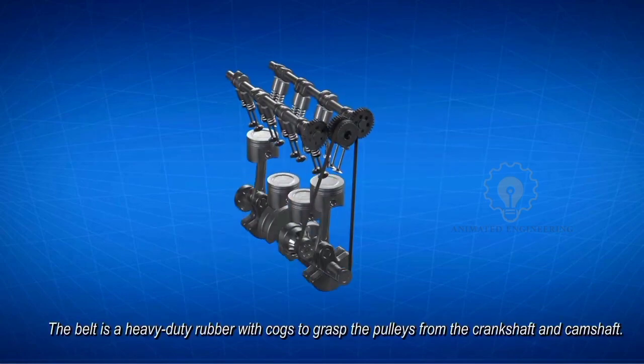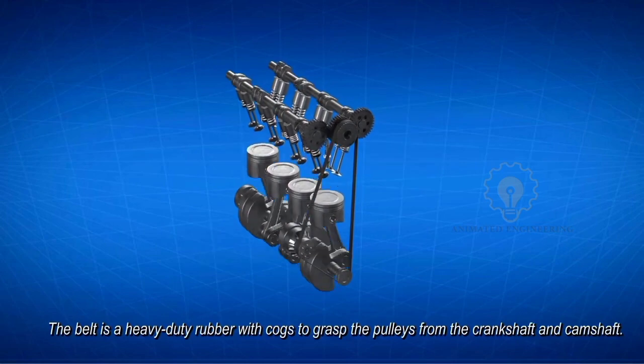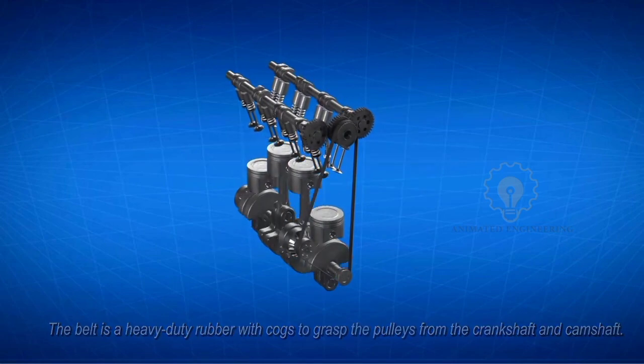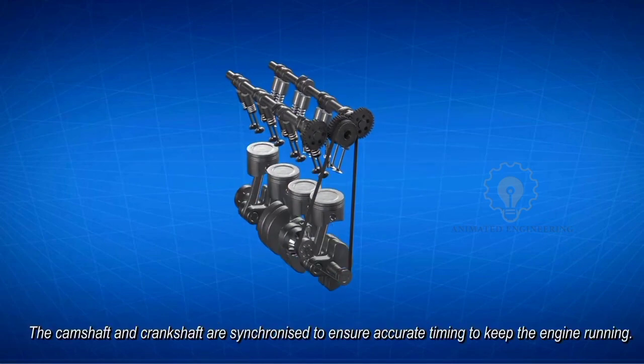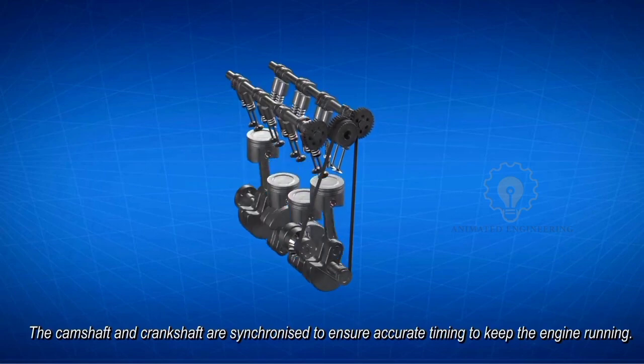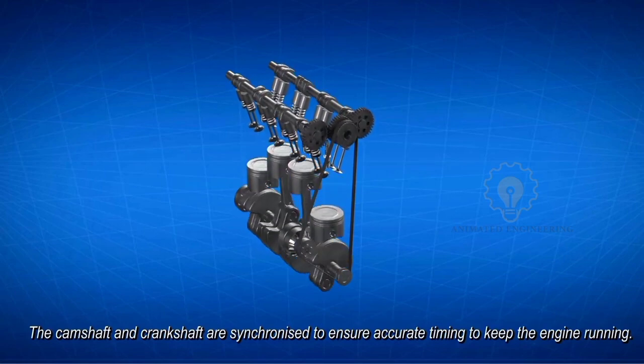Timing belt. The belt is a heavy-duty rubber with cogs, to grasp the pulleys from the crankshaft and camshaft. The camshaft and crankshaft are synchronized to ensure accurate timing, in order to keep the engine running properly.